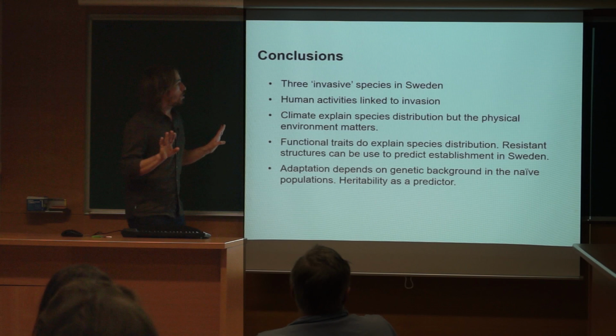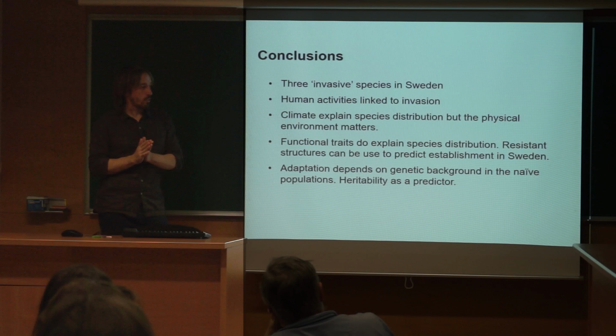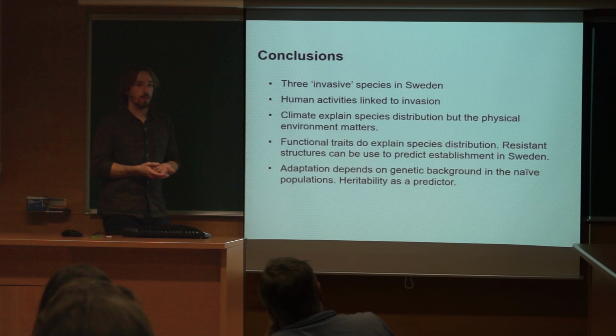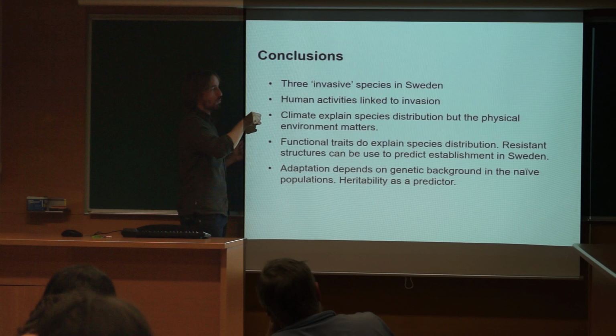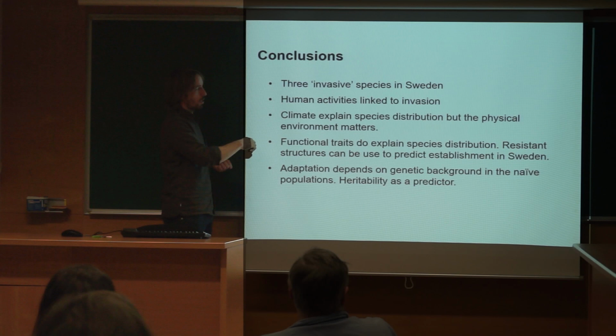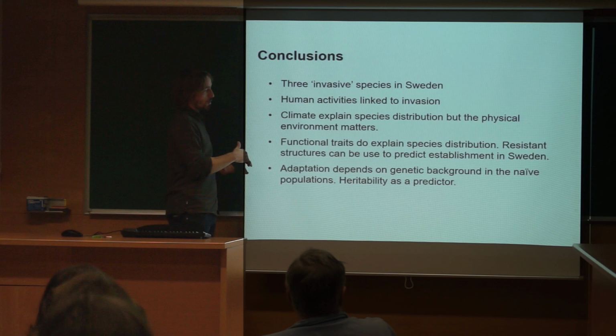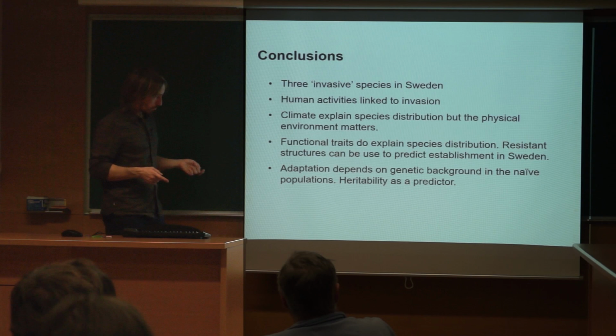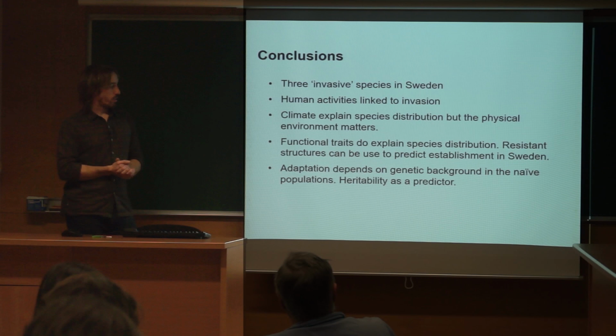I finish here now. So we managed to define what were invasive species in Sweden. This is important: you go to a place, you have many Phytophthora species, which are invasive. As I told you, it's not so easy to define, but perhaps this framework of invasion can be helpful for that. We could show, or at least not discard, that human activities were linked to this invasion by reconstructing this process. We saw that climate is important, at least in northern locations, and that with this climate, there seem to be a lot of functional traits associated. And then we could see that if we wanted to predict whether a host will adapt or not, heritability can be a good predictor for that. Thank you so much.